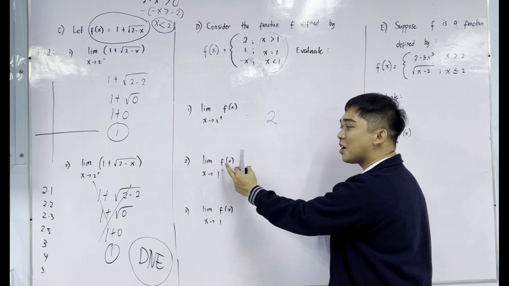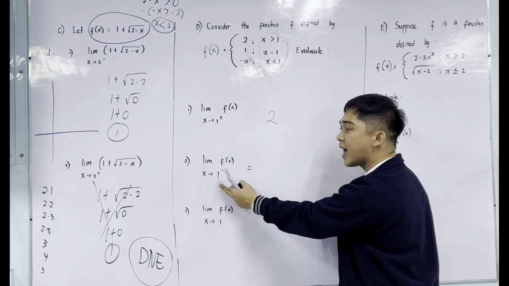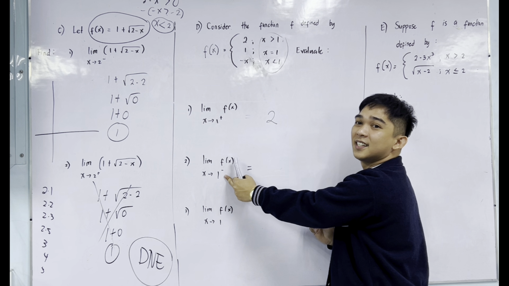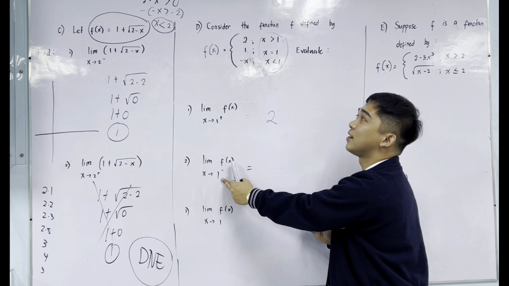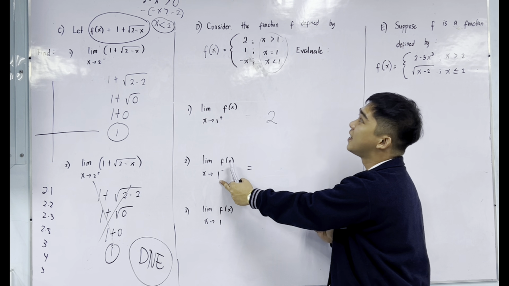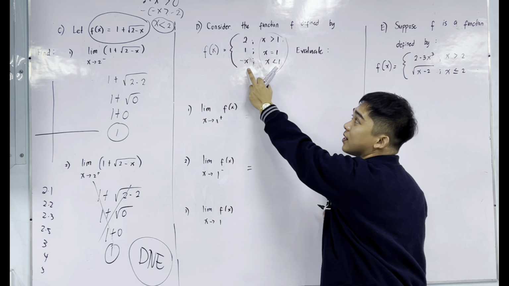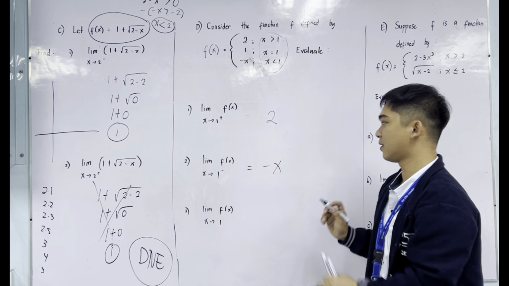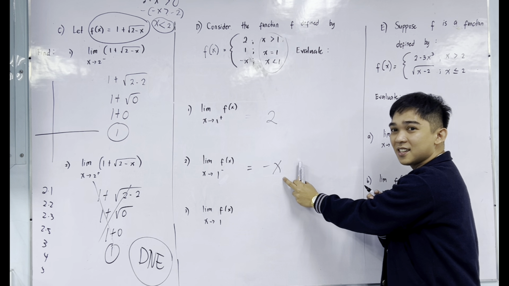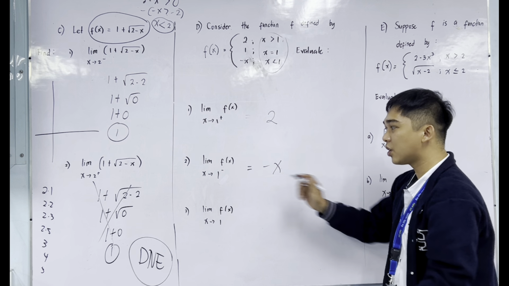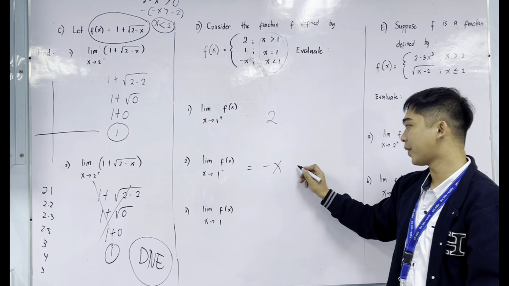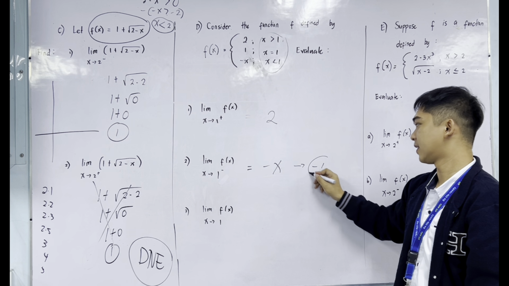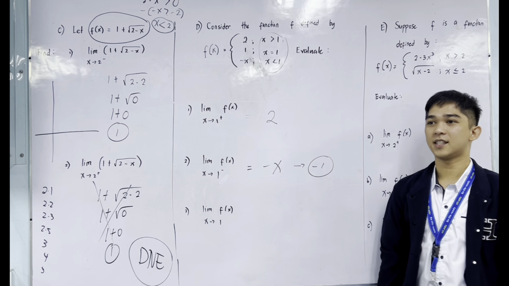Next. Limit of f of x as x approaches 1 from the left. Left of 1. Ano siya? 0.9, 0.8, 0.7. In short, those numbers are less than 1. So, less than 1. So, this is negative x. Are we done with this? Hindi pa. Meron na tayong value ng function. We need to substitute. So, we have negative 1. That's it. Yun lang yun.